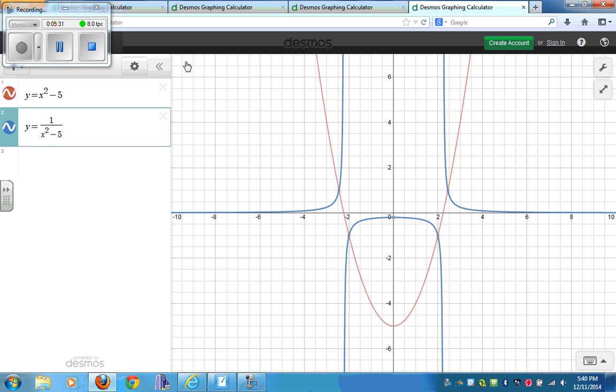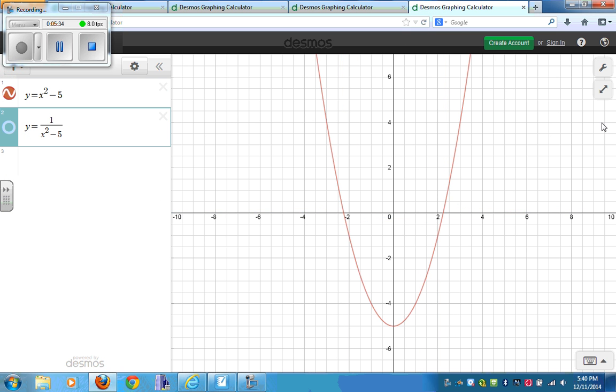We're going to put it together in a second. Here I have y equals x squared minus 5.